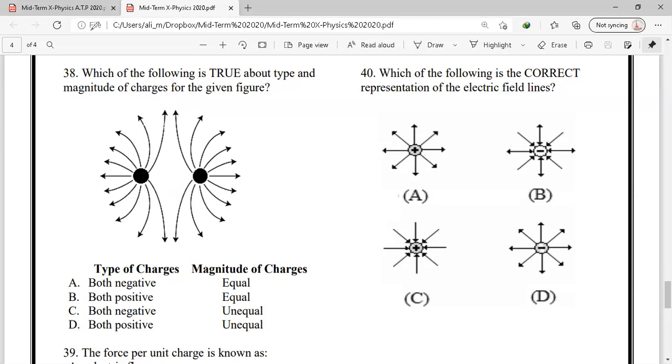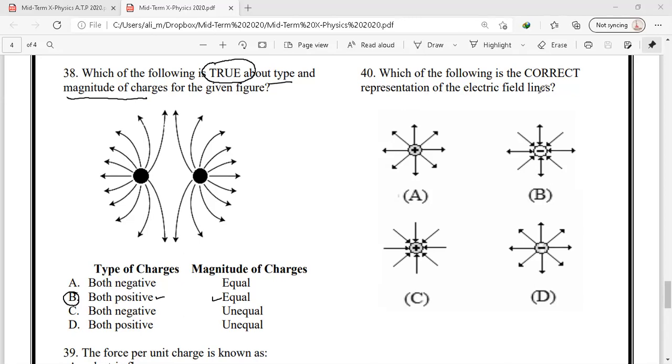Let's come to question number 38. Which of the following is true about the type and the magnitude of charge? We know that these electric field lines are moving away from the charges. It means both charges are positive, and the electric field lines around those charges are uniform and of the same symmetric pattern. It means the magnitude of charge is also the same. So the correct option is option B.